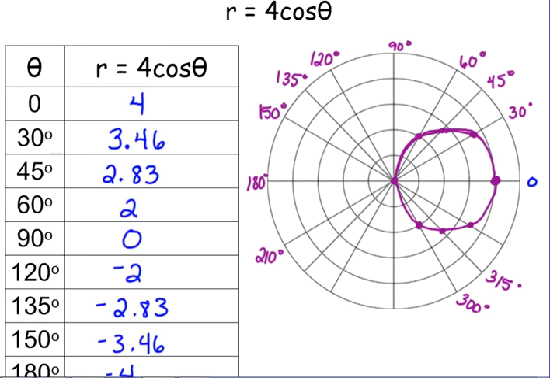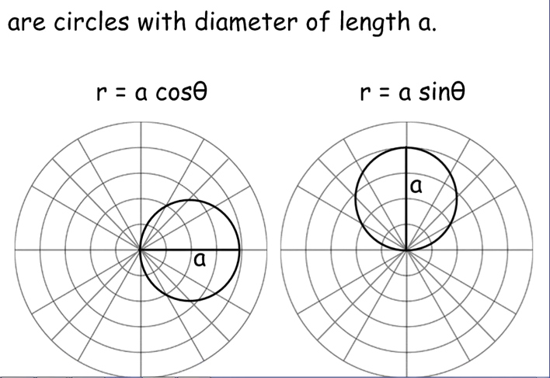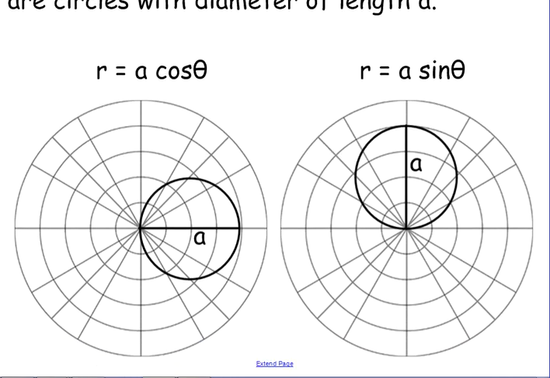Okay, all right, so if you flip your paper over, you will see this summary. The graphs of r equals a cosine of theta and r equals a sine of theta are circles that have a diameter of length a. So the one that we just did had that 4 in front of the cosine, so it had a diameter of 4. Now these circles specifically are centered. If it's cosine, it's going to be centered on the x-axis. Cosine goes with x, makes sense. If it's sine, it's going to be centered on the y-axis. Sine goes with y.